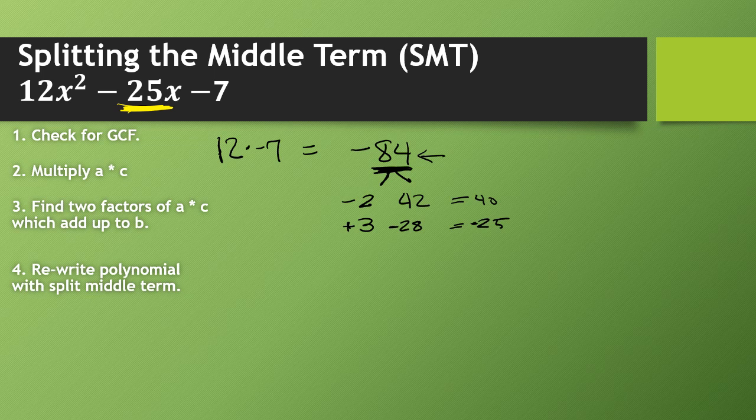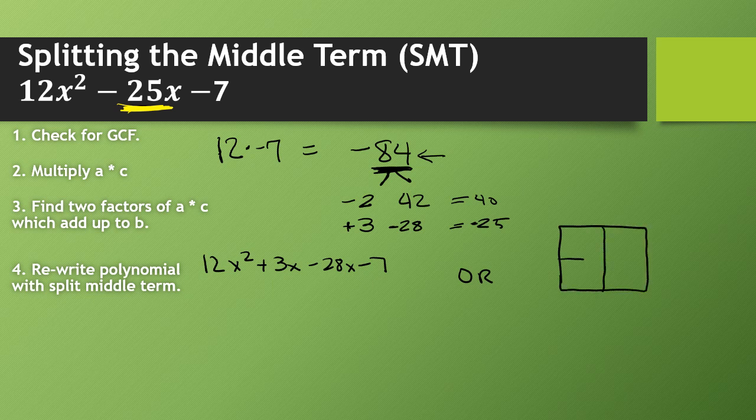So we can rewrite the polynomial by splitting the middle term. So instead of writing negative 25x, I'm going to start by writing 12x squared plus 3x minus 28x minus 7. Or we can use the GCF box method, which says, all right, I have 4 terms, so I need 4 squares in my box, and they're going to be 12x squared, 3x, negative 28x, and negative 7.